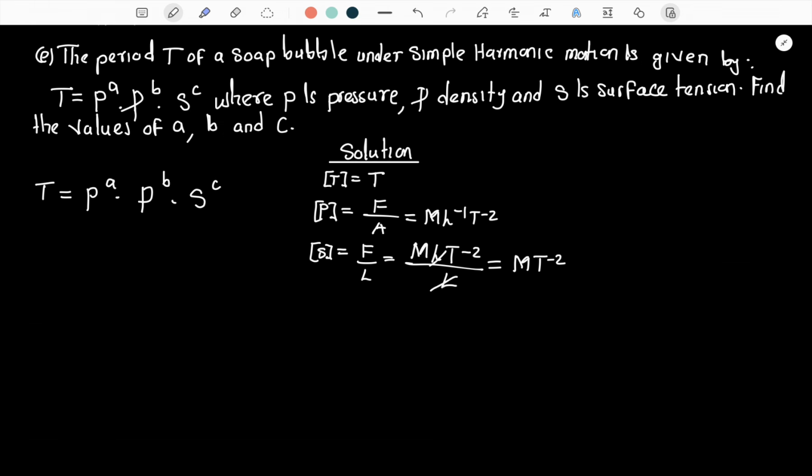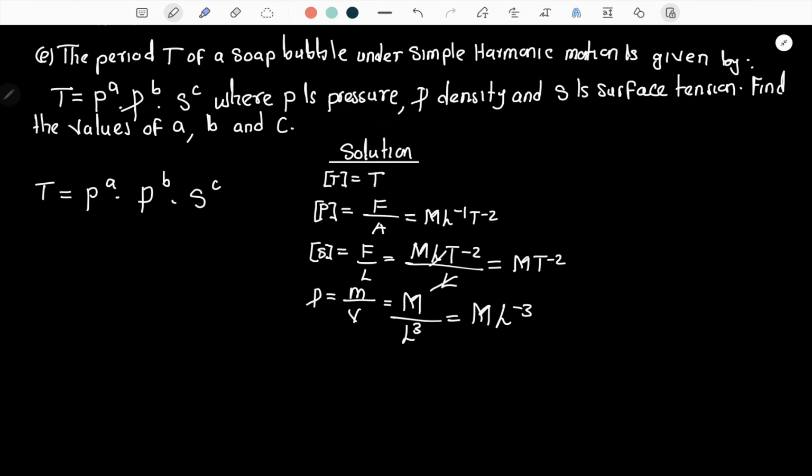What are the dimensions of density? Density is simply mass over volume. The dimensions of mass is simply capital letter M, and then volume is simply L to the power 3. And then this is going to become M L to the power negative 3.